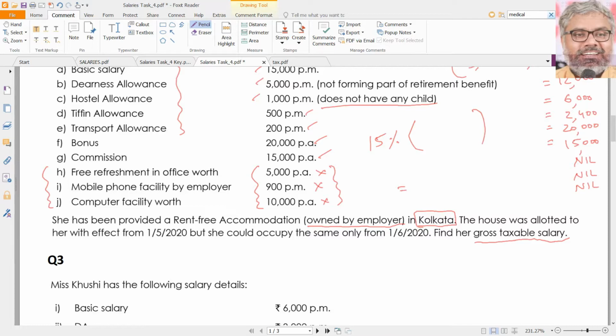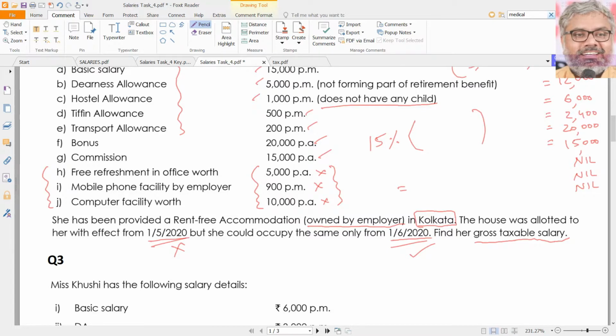Salary should be taken. For that purpose, what is salary? We definitely have to compute that also. And look at the other things here. The house was allotted to her with effect from 1/5/2020, but she could occupy it only from 1/6/2020. So this doubt comes: should we start taking the calculation from 1st May or 1st June? No, not from 1st May. When she occupied, from that time only calculation should start. 1st June means how many months she would have occupied the house in this Kolkata? April and May, definitely she did not occupy. So 10 months she has occupied.